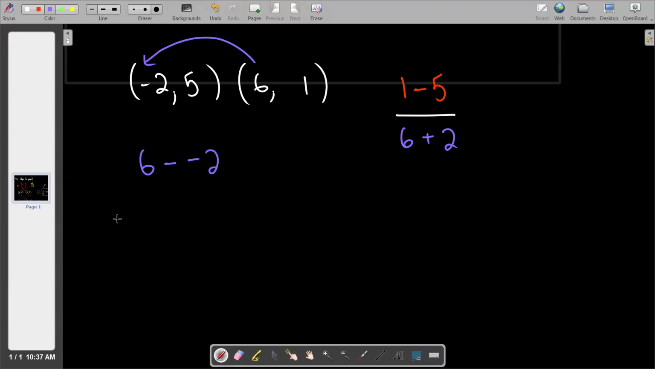What's 1 minus 5? Negative 4. And what is 6 plus 2? 8. And that is not an acceptable answer because it can and needs to be reduced. Good. So the slope in this case is -1/2.